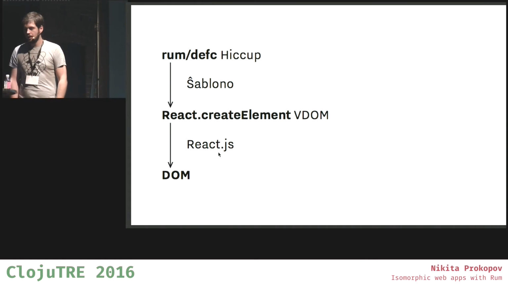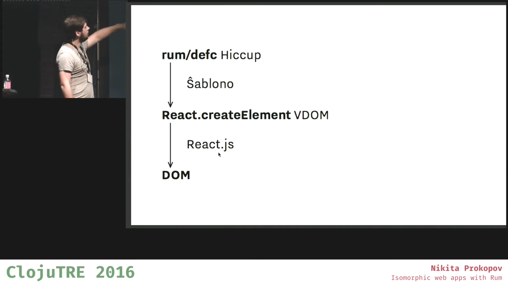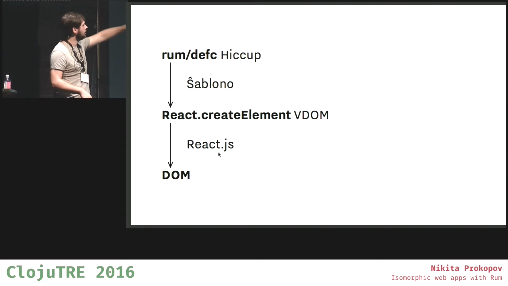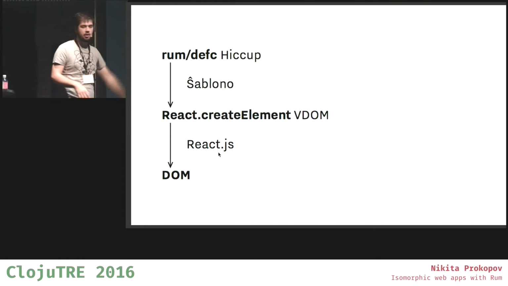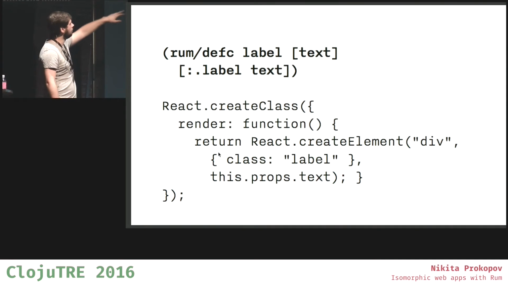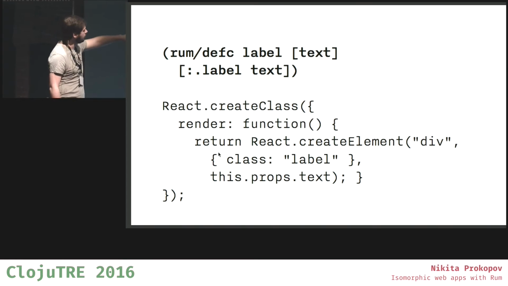So the idea is that we have defc components which are already in hiccup syntax, which is ClojureScript maps. So nothing JavaScript specific yet. Then we use Sablono to render that into virtual DOM, and then React.js converts it into real DOM. It looks like that. So if you have a component like that on the top, it will be expanded into something like that. So React.js class, blah, blah, blah.